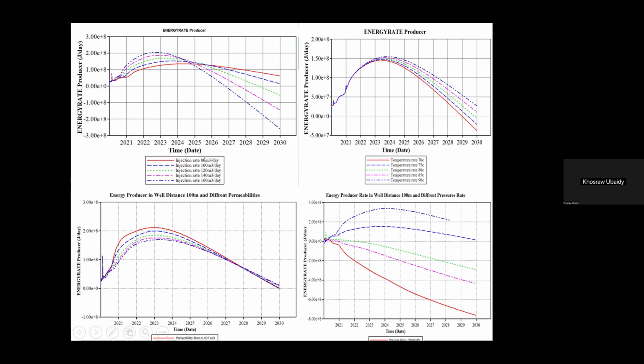80 meter cubic over day, then 100, 120, then 140, then 160 for all different distances, and also the temperature should be 70, 75, 80, 85, and 90 degrees. The same way, we can find out here how the relative permeability is moving, and also the same way here we can find out which is not so much optimal. So we move to the next one.